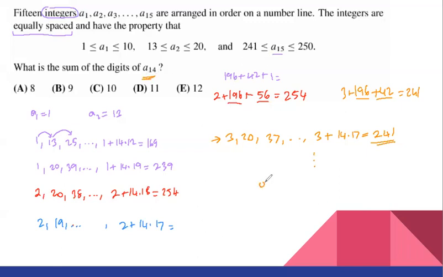So A14 is, since in this case we were just keep adding 17, right? So if you subtract 17 from my last term, let me do that. 241 minus 17. If you subtract 20, that's 221, but that's 3, so 224, I guess. Okay, let me double check. Yeah, 224. We are looking for the sum of the digits of this 14th term. So if you add them, that's my answer.